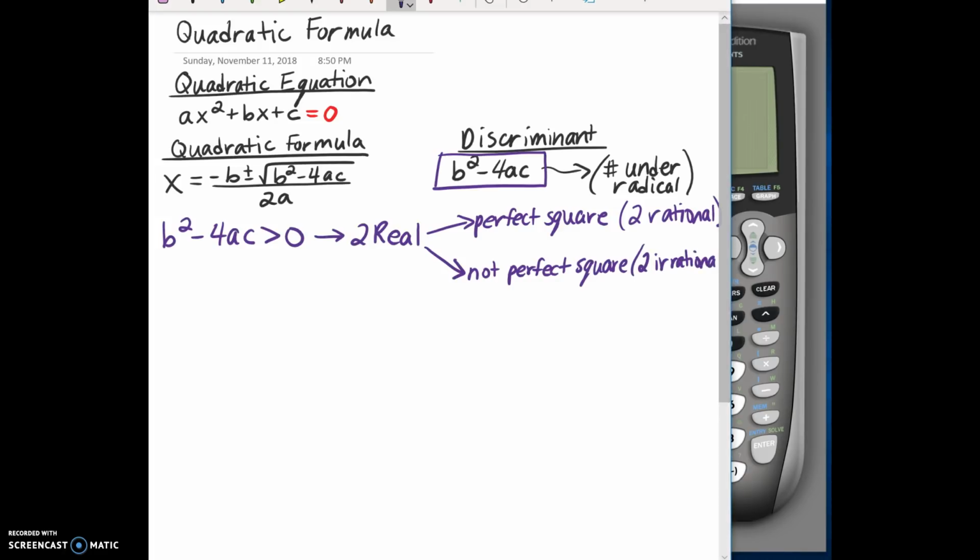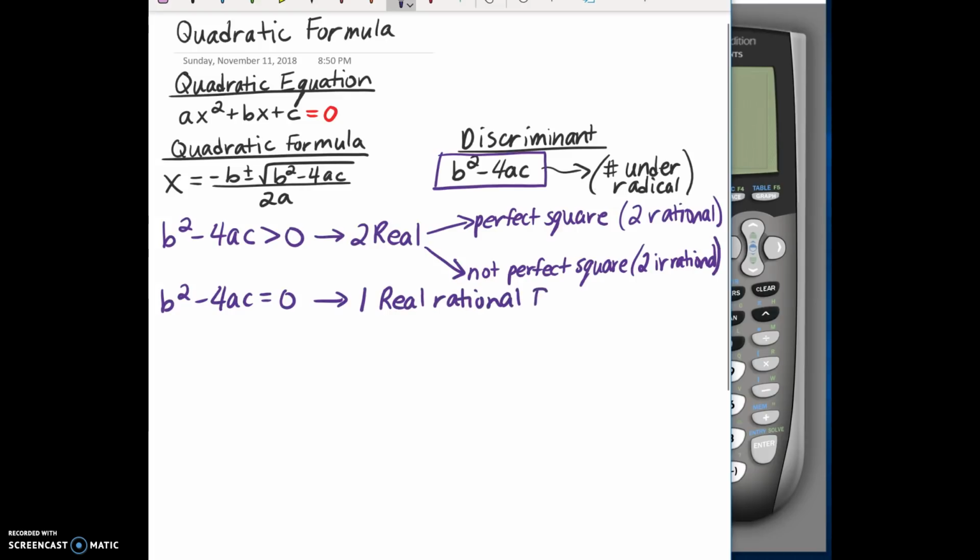So not only are you going to want to memorize the quadratic formula, but you want to memorize these types of solutions that you will get and the names for them. Okay, b squared minus 4ac equals 0. You will get 1. This is the only time you get one solution, one real rational root or solution. And the reason for that, when you take the square root of 0 and you get 0, there's no plus or minus anymore. You're just going to get that negative b over 2a.